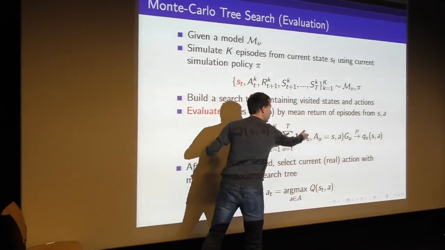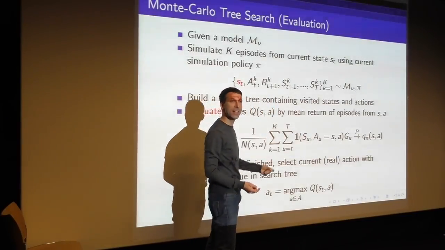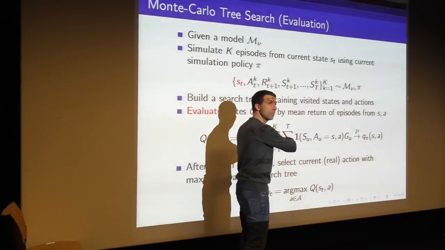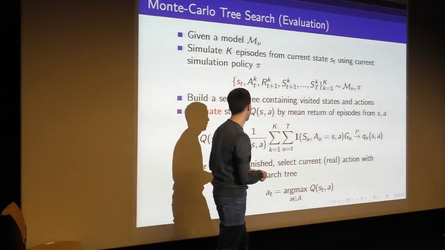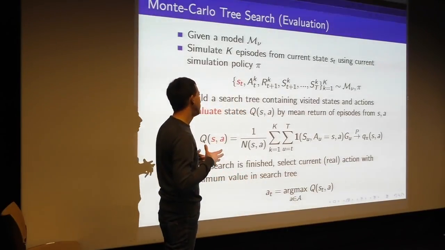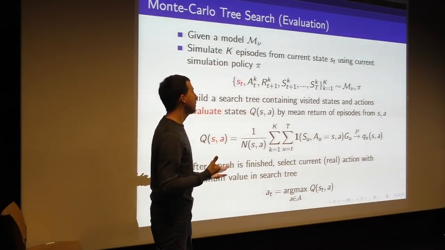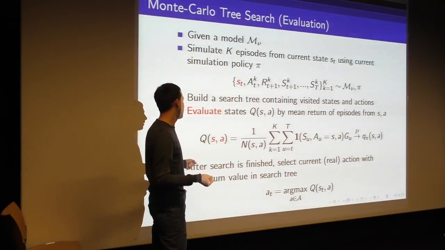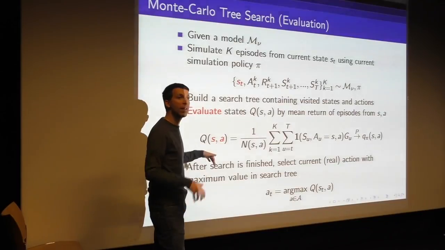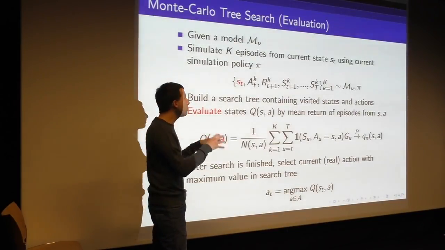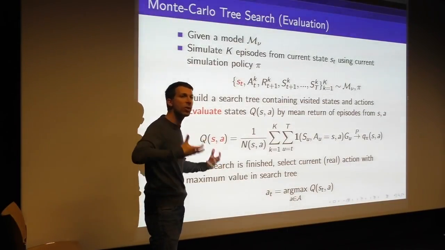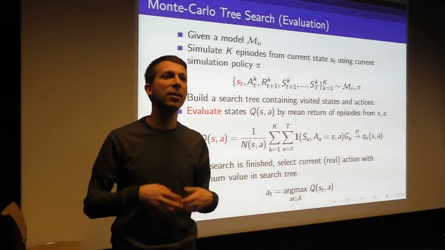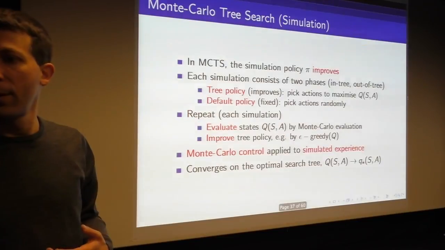And this thing is just, again, counting. This is our fancy notation for saying let's just take the mean of all these returns, looking at all the times we actually pass through that state action pair. At the end of the search, again, we're going to pick the action that has the highest Q value at the root. But there's one big difference now, which is we've got this rich information in our search tree, and we can use that rich information to make our simulation policy better.